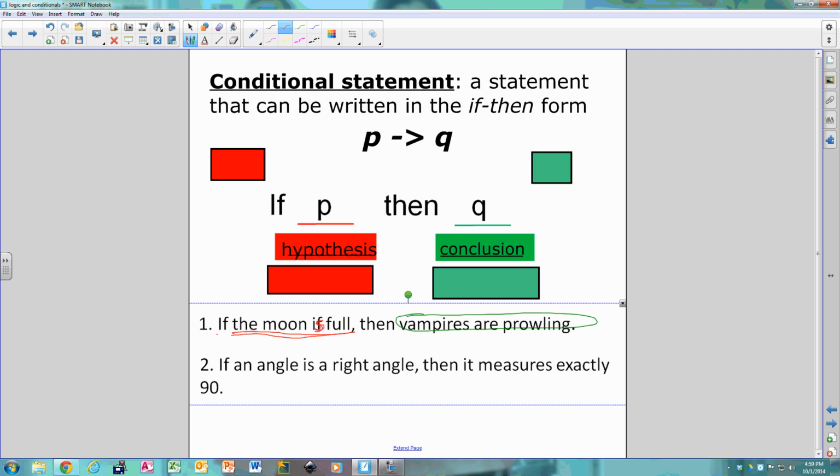Okay, so let's try the next one. If an angle is a right angle, then it measures exactly 90. So if an angle is a right angle, we underline that, then it measures exactly 90, and we circle that. So that's how we do it.